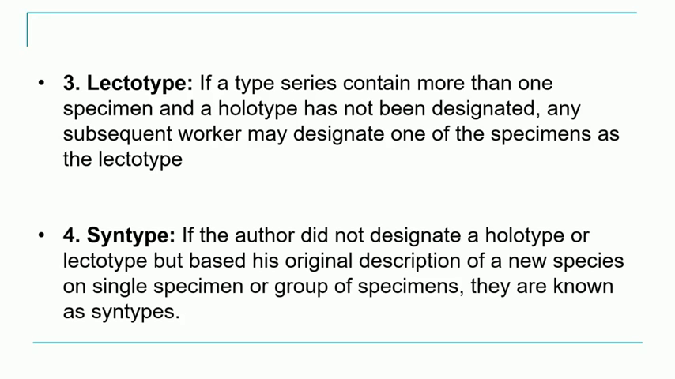Then comes the fourth kind, that is called syntype. Now what is syntype? Suppose the author fails to designate a specimen as holotype or lectotype as well, and two or more specimens are available of the same description of that particular taxon, then they are designated as syntypes. Okay, so all these specimens are called syntypes.